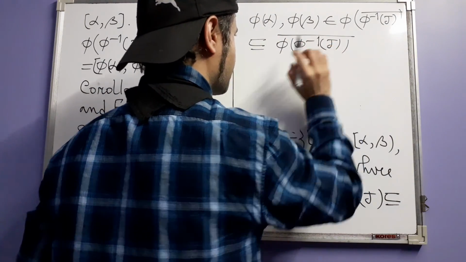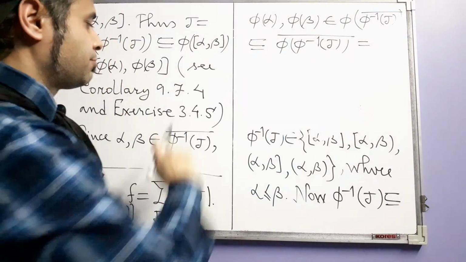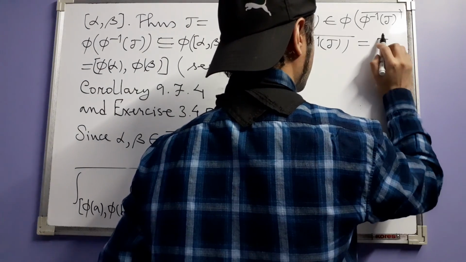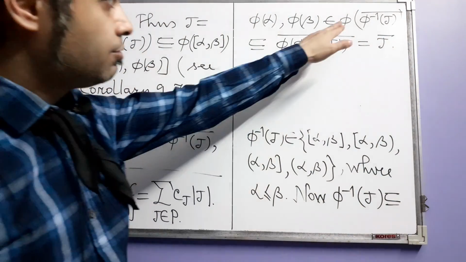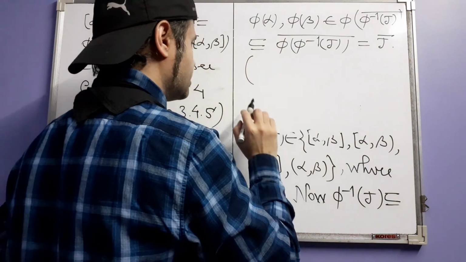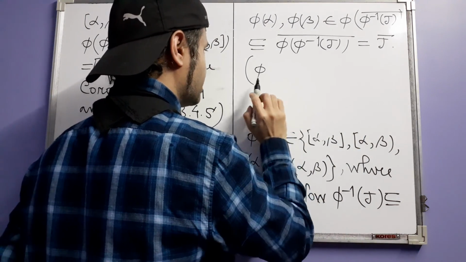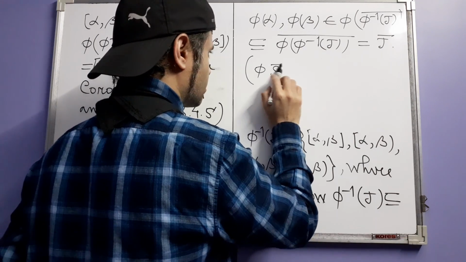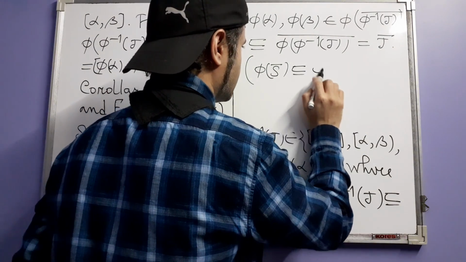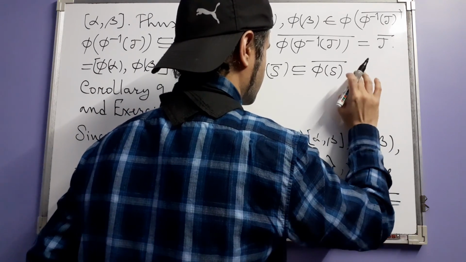Now this part needs the explanation. I will write the explanation, but let us first see what this becomes. Phi inverse of J is equal to J. So this becomes J closure. Now how is this a subset of this? Which means that we are using this result, that phi of closure of some set S is a subset of phi of S closure.